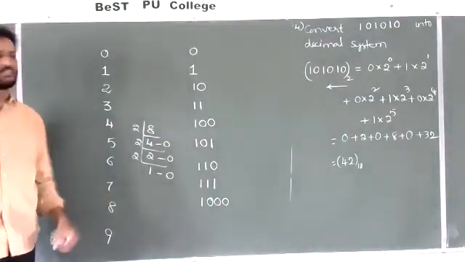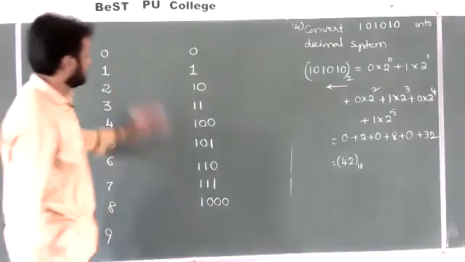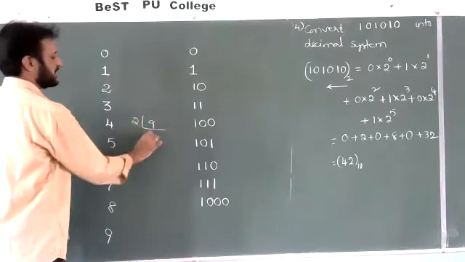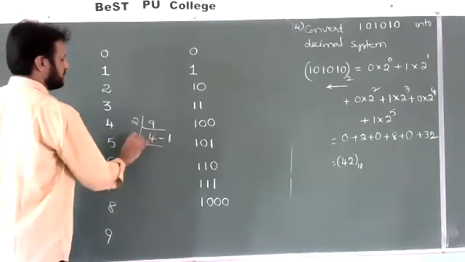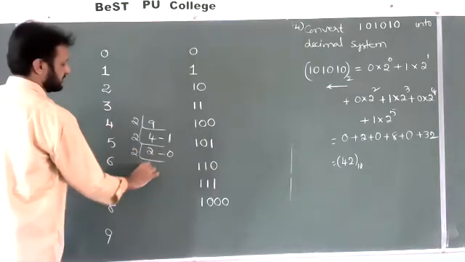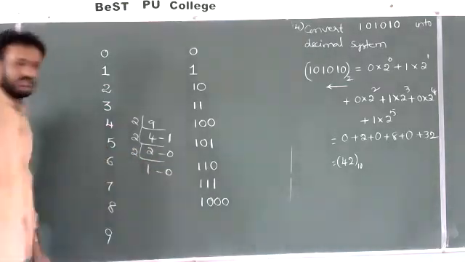9, write up to 9. No need of remaining numbers. 0 to 9 only you should write. For 9, check what you will get. For 9, 2 4s are 8, 1. 2 2s are 4, 0. 2 1s are 2, 0. So 1 double 0 1.